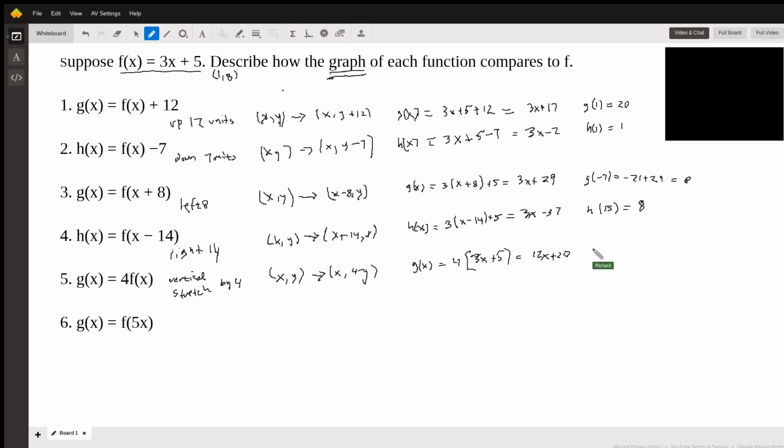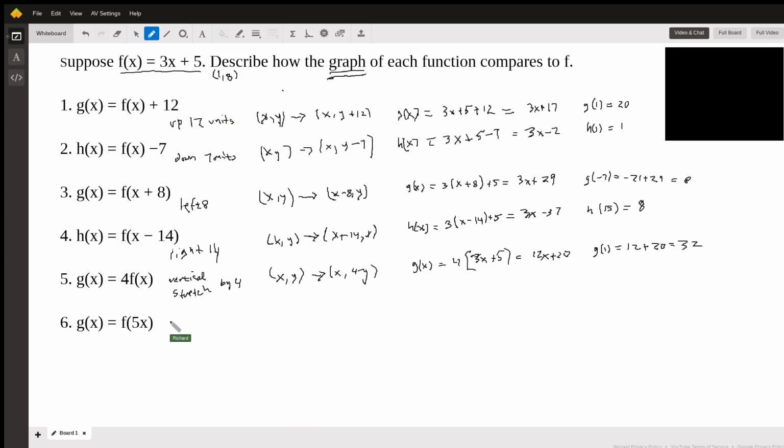So h, this is a little harder. G of 1, nothing happens to the x, you can see. So g of 1 would be 12 plus 20 equals 32, which maps. So 32 is 4 times 8.